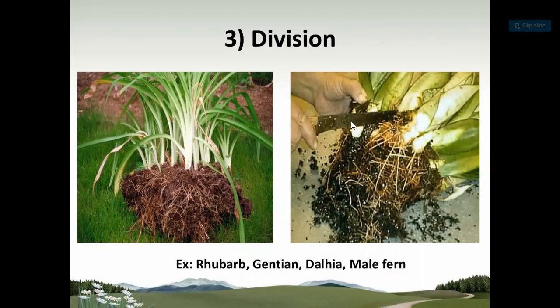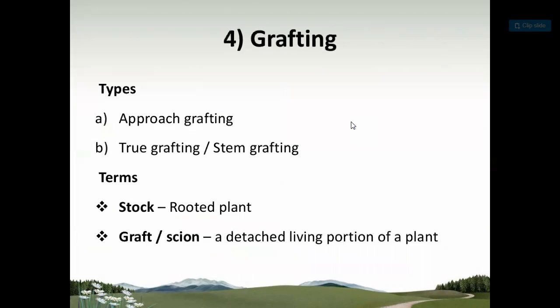That is in the case of rhubarb, gentian root, dahlia, and male fern. In this, we have to divide it and place the parts in different places, so that they will be able to grow into new plants. The fourth method is known as grafting techniques.